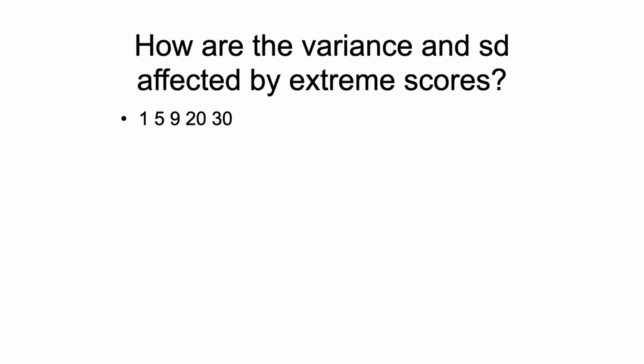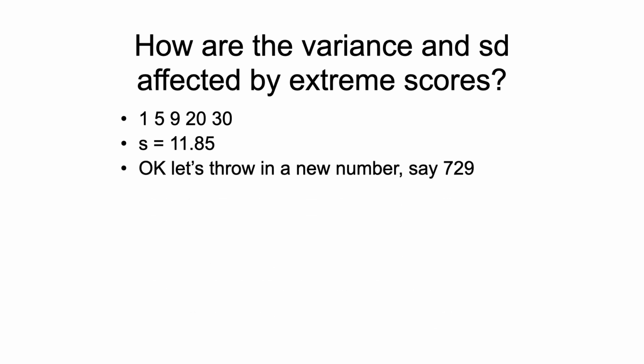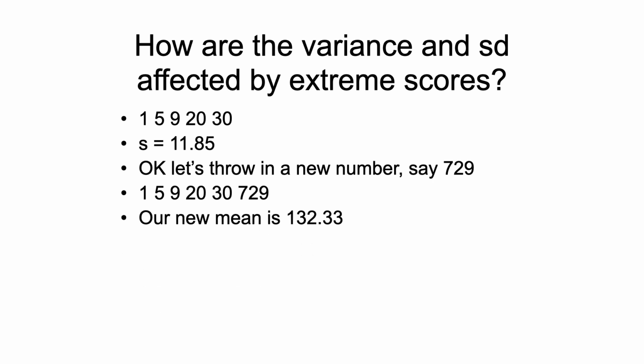So there's a batch of numbers: 1, 5, 9, 20, 30. The standard deviation is 11.85. We did that before. So let's throw in another number, say 729, which is 27 squared. Let's see what happens. Now we have 1, 5, 9, 20, 30, and 729. Our new mean is 132, and before it was 13. So one number really pulled the mean up.